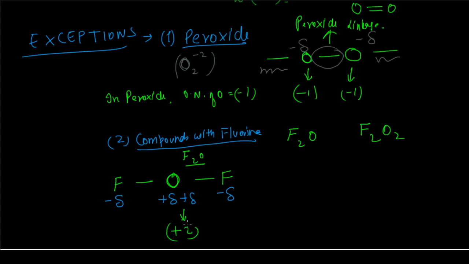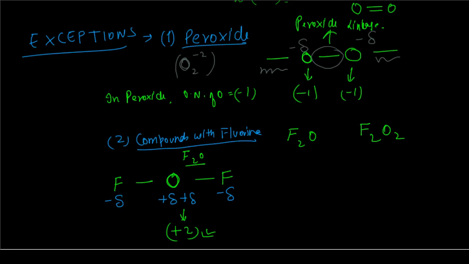Clear? +2, because of 2 units of partial positive charge. Clear? So here you can see oxygen, being the second most electronegative element, still has a positive oxidation number in the presence of the most electronegative element, fluorine.